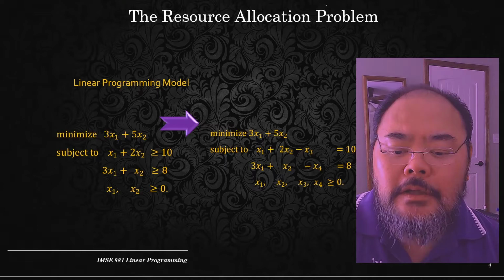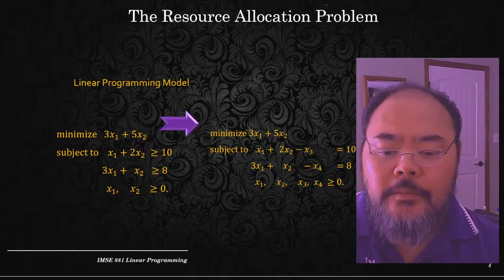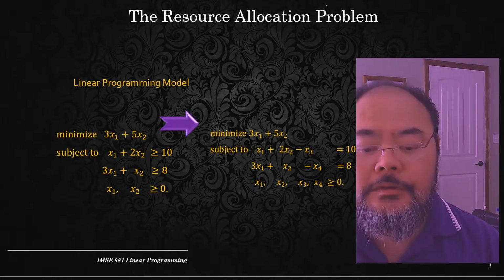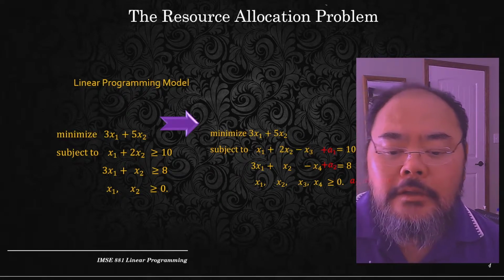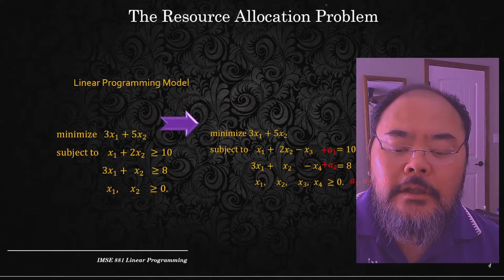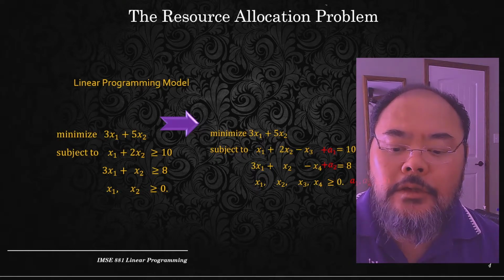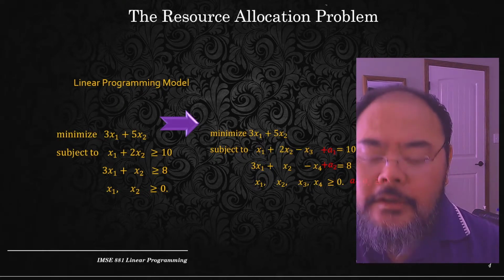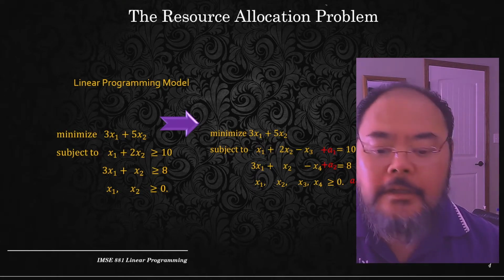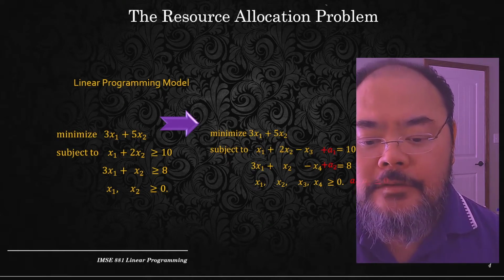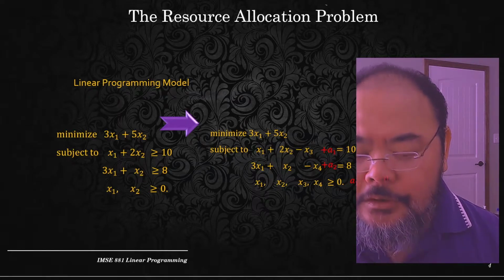However, here, since x1 to x4 are non-negative, we cannot easily get an initial basic feasible solution. So what we do is add two artificial variables, a1 and a2. If I set x1 to x4 equal to 0 to begin with, then a1 equals 10, and the same thing, a2 equals 8 in the very beginning. So we get an initial basic feasible solution, and we also see how we're going to change the objective function.